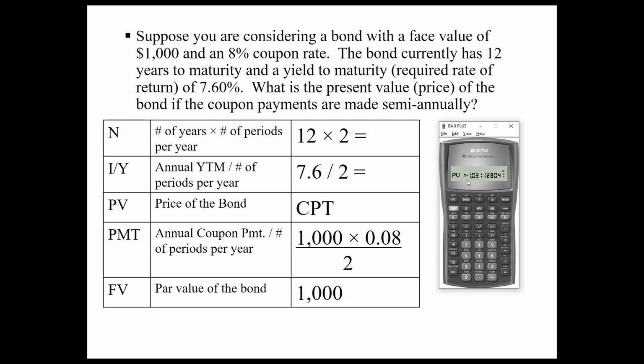The reason it comes up as a negative value is because it assumes that we are buying the bond. Again, the coupon payments and the future value are positive numbers because that's money that you would receive in the future. The present value or price is a negative number because that's how much it would cost you upfront.